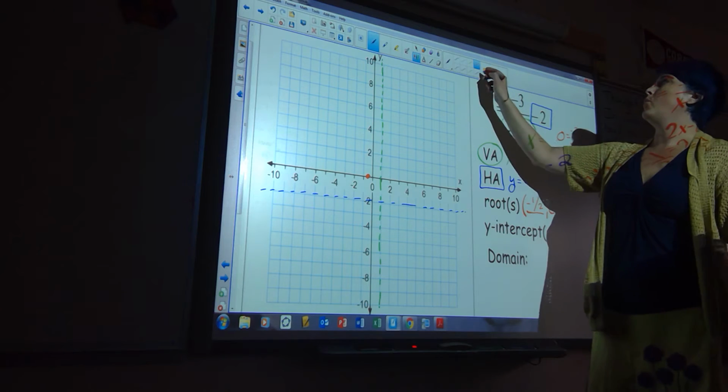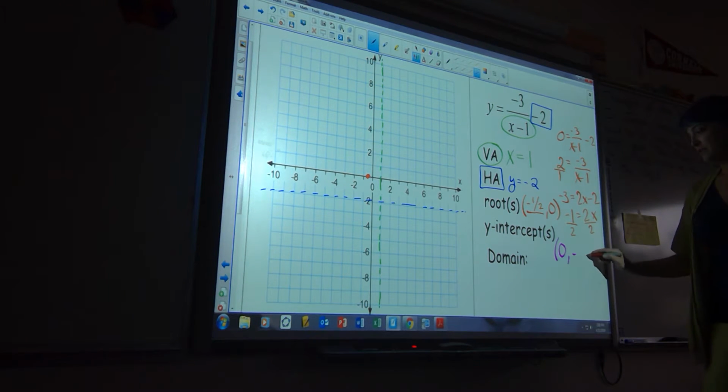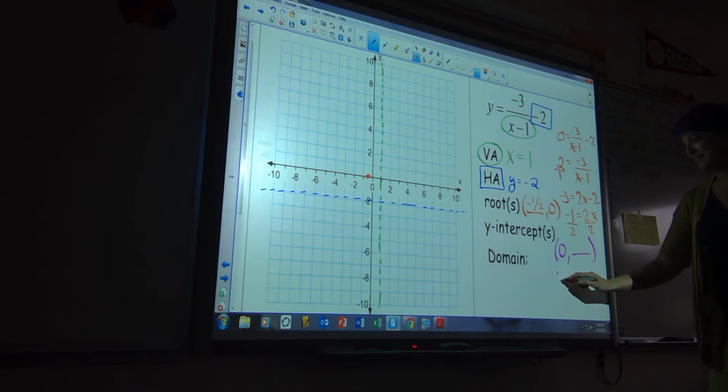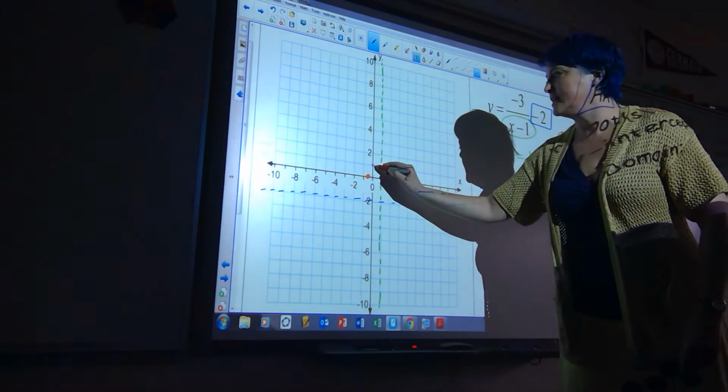All right, let's try our y-intercepts. In this case, for the y-intercept, I just plug in a 0 for the x value. This one's always easier. Y equals -3 divided by -1, minus a 2. So that's 3 minus a 2. So that's a 1. So that's right here.